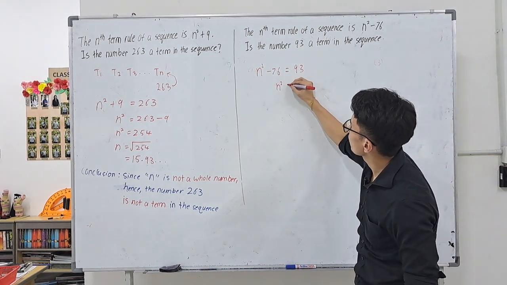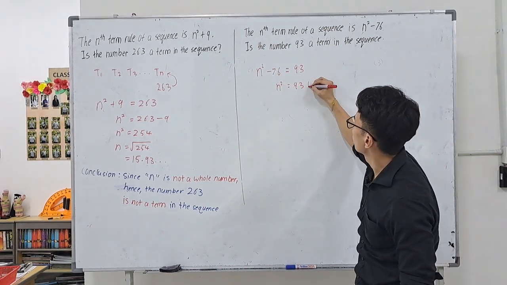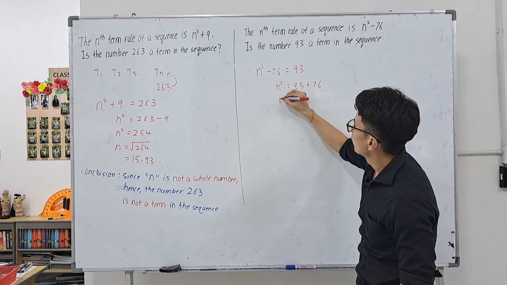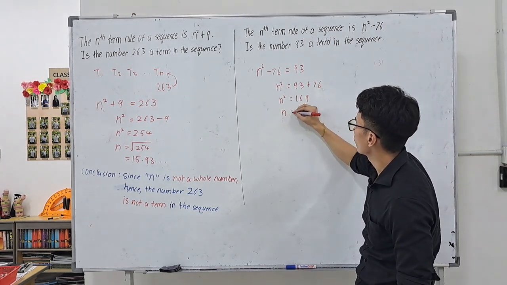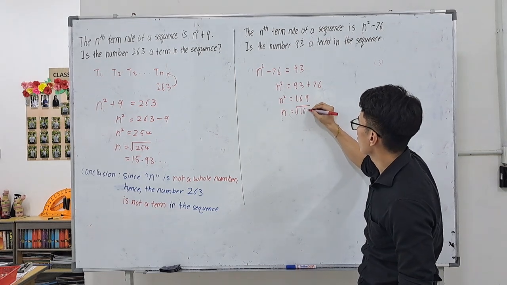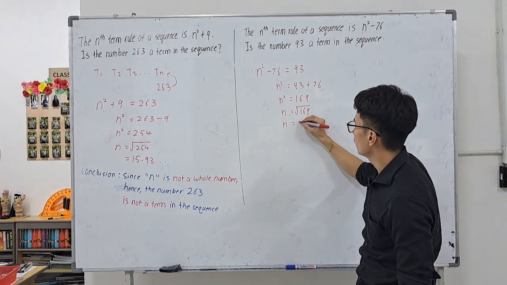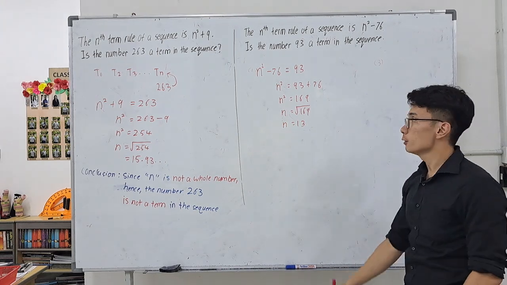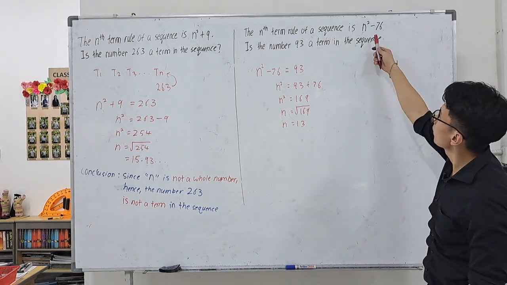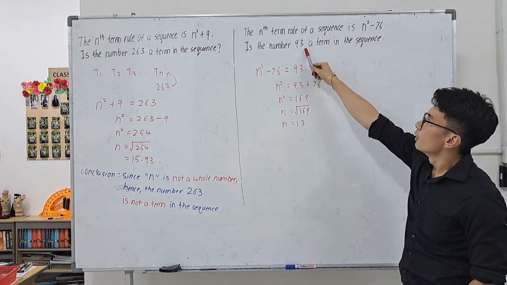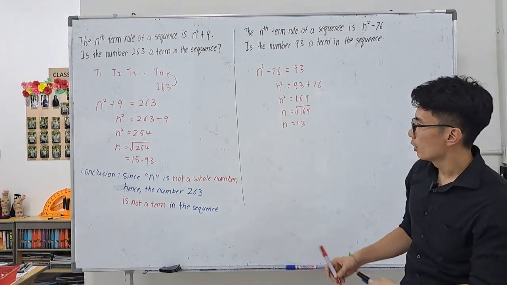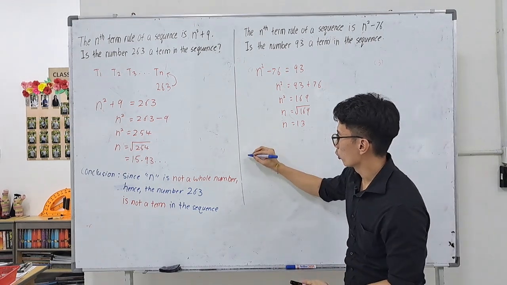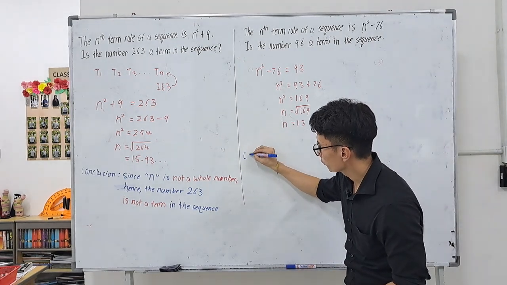So n squared is equal to 93 plus 76. That should give me 169, and if you square root 169, you should get 13. So what does this mean over here? That this number over here is the 13th term of that sequence. So I can make a conclusion over here again.